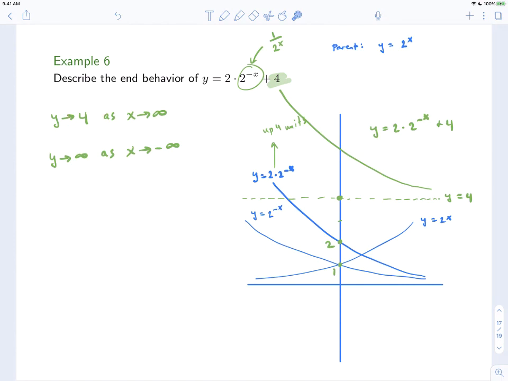On the other hand, as x goes to negative infinity, 2 to the negative x, well, if x is already negative, then negative x is a positive number. So it's 2 to something large, some positive number. So this thing becomes huge. If you multiply it by 2, it becomes even larger. And then if you add 4, it becomes larger still. So it's going off to infinity.